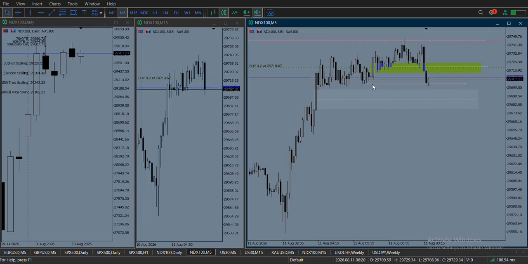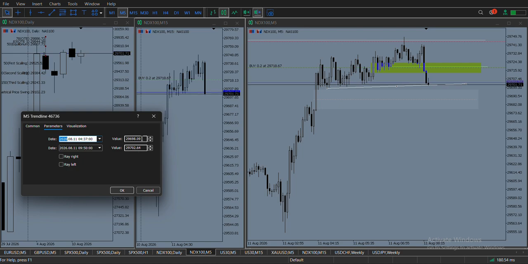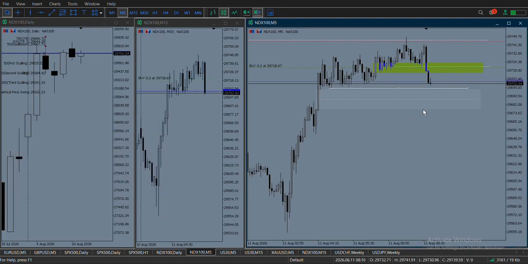So now that we've touched that low here, I can expect higher prices. We've not gone through it. I can expect a retracement a little bit and then start trading this inefficiency. So I'm interested next in that low. There we go.